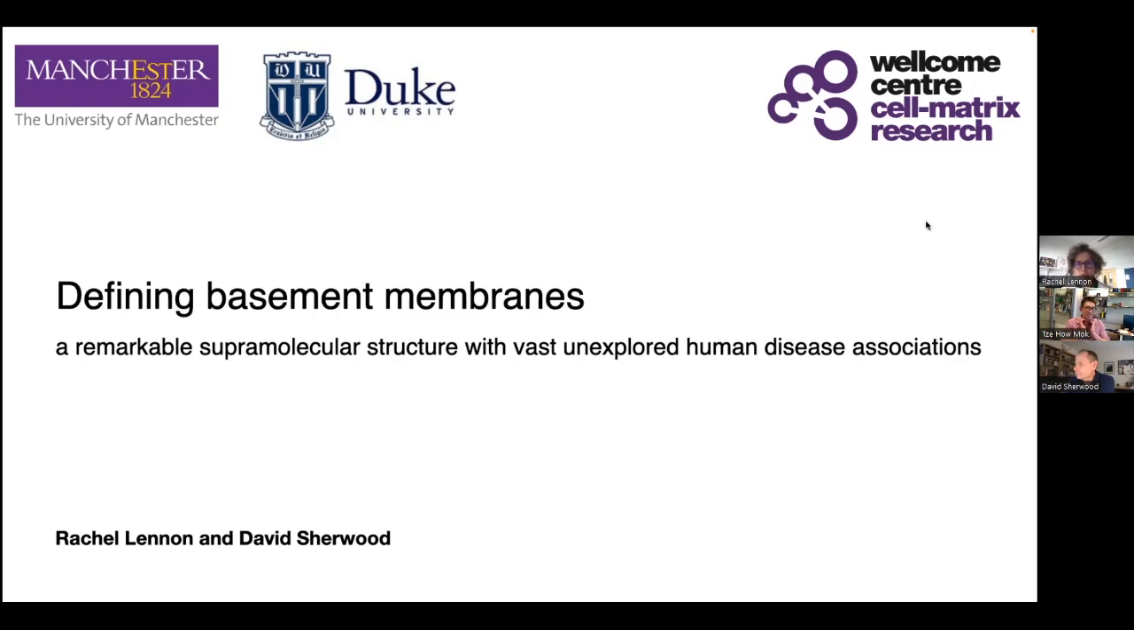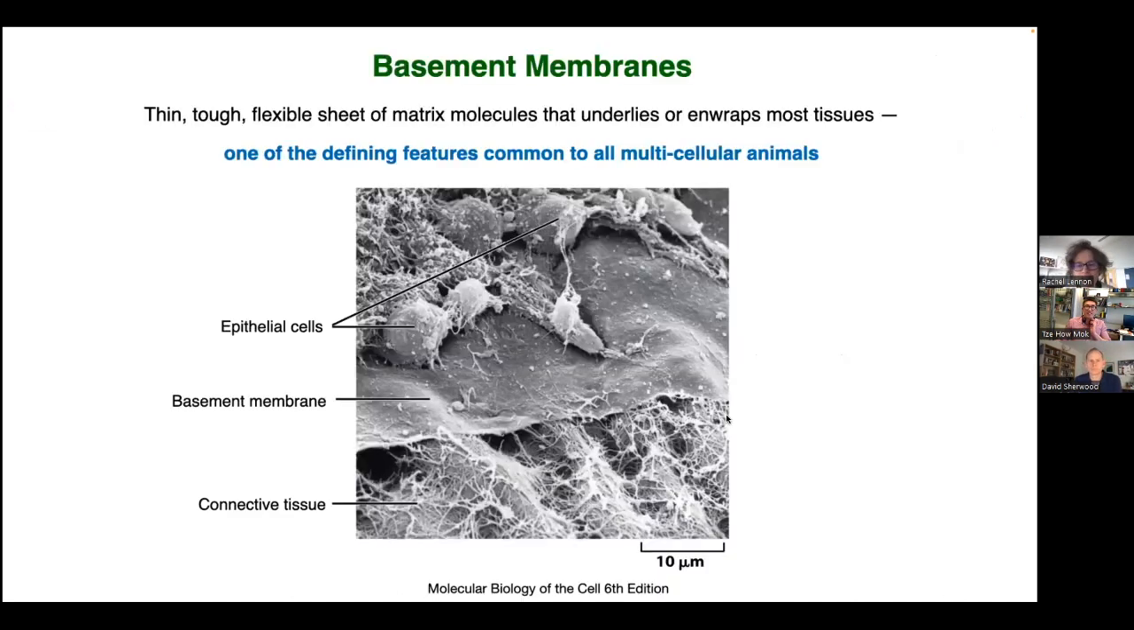So basement membranes are in all of our tissues. They surround muscle, they underlie epithelia. Dave, we just need this. Oh, there we go. And they are sheets of extracellular matrix protein.